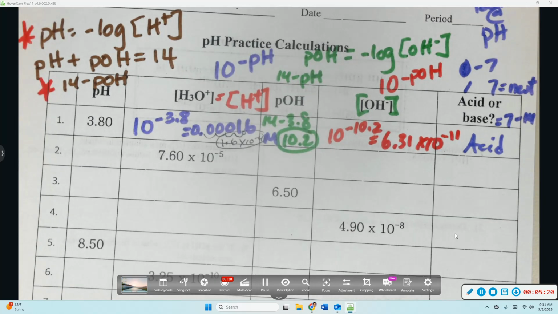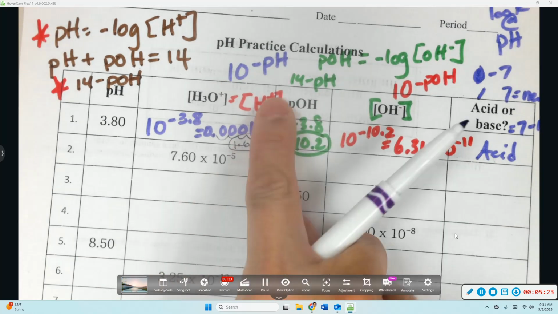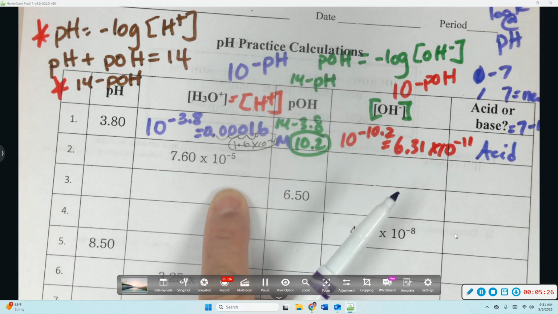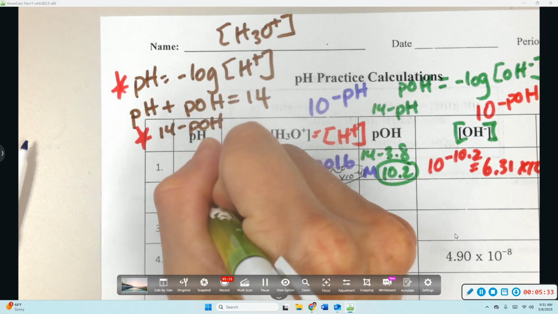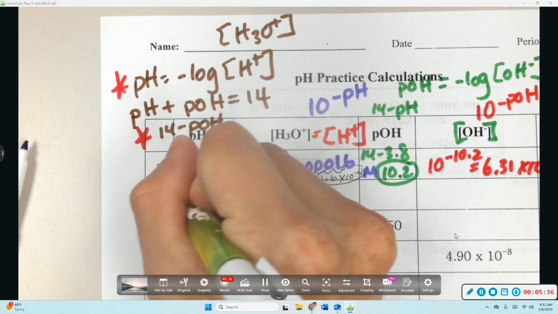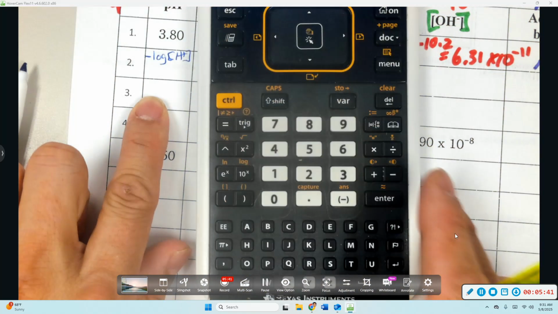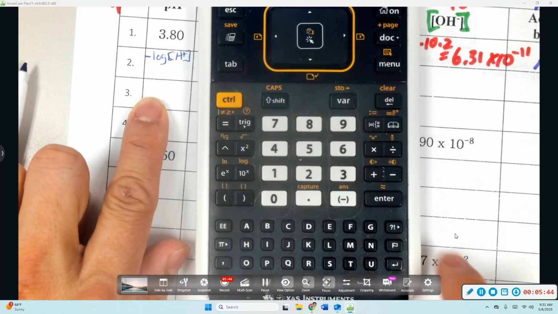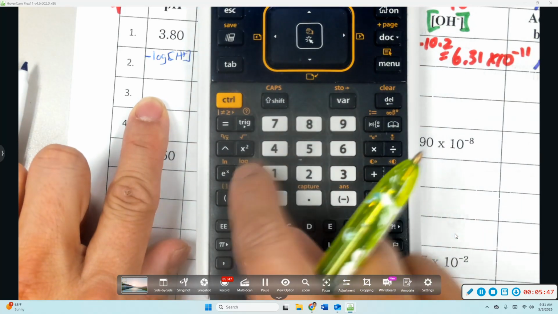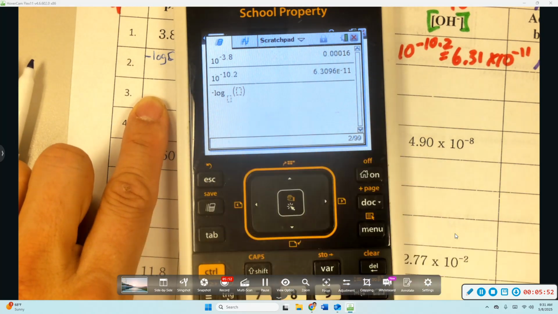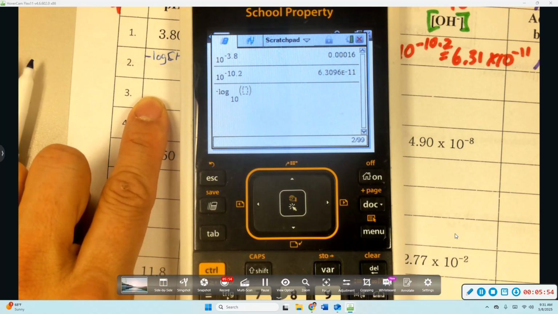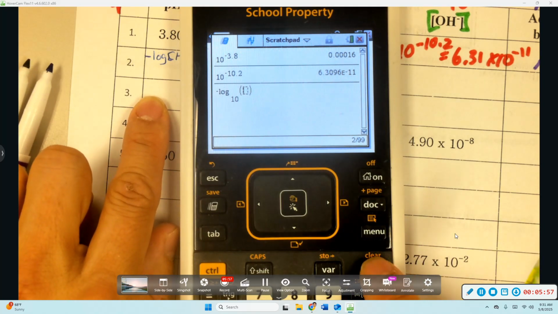Number 2 here, we have H+. So with H+, we can find pH. Remember, pH is negative log of H+. So I will type in, see, this is where the negative log goes. Put the negative sign, control, and that 10x button there, that'll give you the log, and you'll see that here. It has a base at the bottom. That little base at the bottom is automatically base 10. I don't think you need to put it. Let me try without putting that.